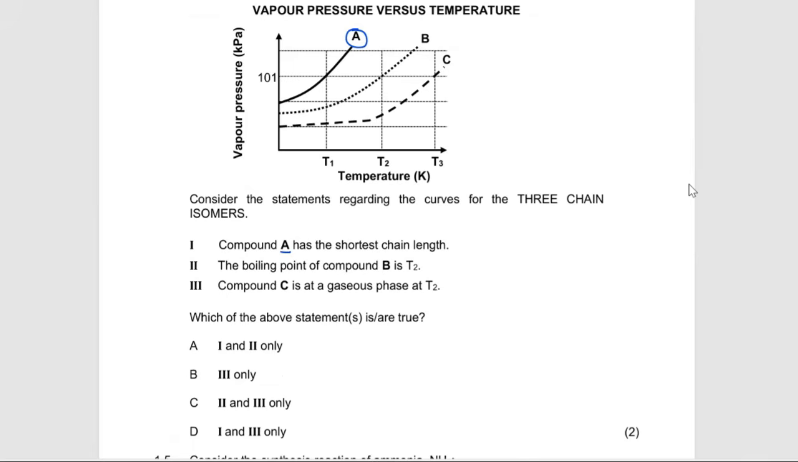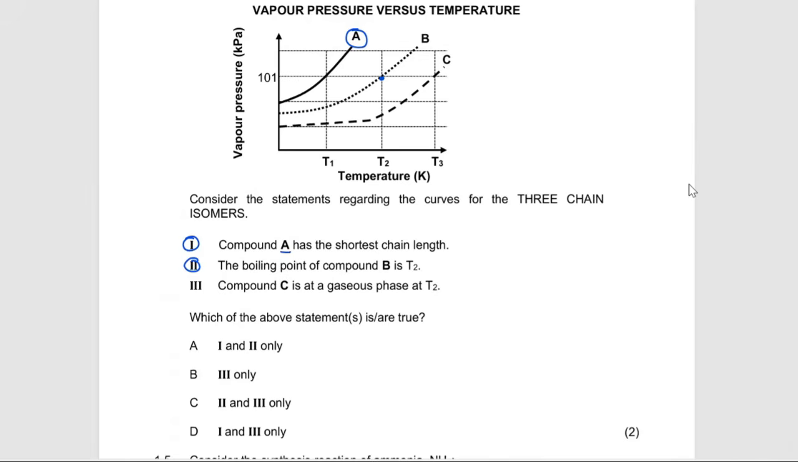So it means our option 1 there is correct. Then option 2 says the boiling point of compound B is T2, right? So we can see the T2 there for compound B. Here there is no more change in terms of the temperature. Therefore, we're going to say option 2 is also going to be correct.